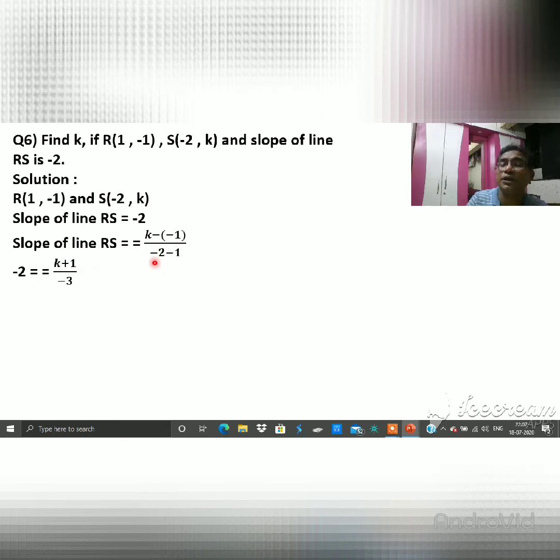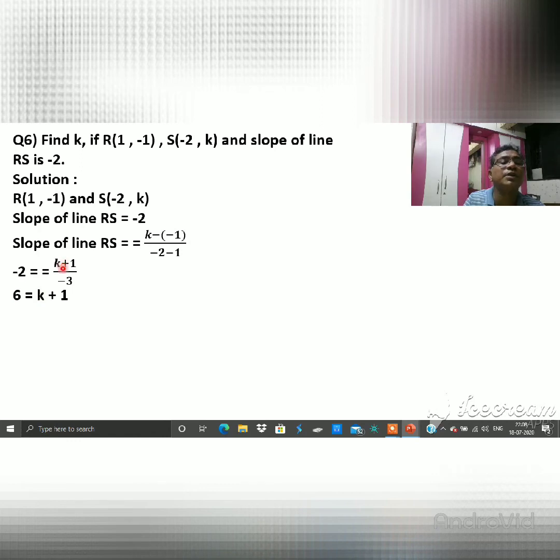Then in the denominator, 2 is negative and 1 is negative. The signs of both numbers are the same, so we can do addition. So 2 plus 1, what do you get? 3, and I give it the negative sign. Minus 3 is divided, so go across and multiply. So minus 2 into minus 3 is equal to k plus 1. 3 twos are 6, so you get plus 6. Both signs are the same, so in multiplication the answer must be positive. So here you get 6.